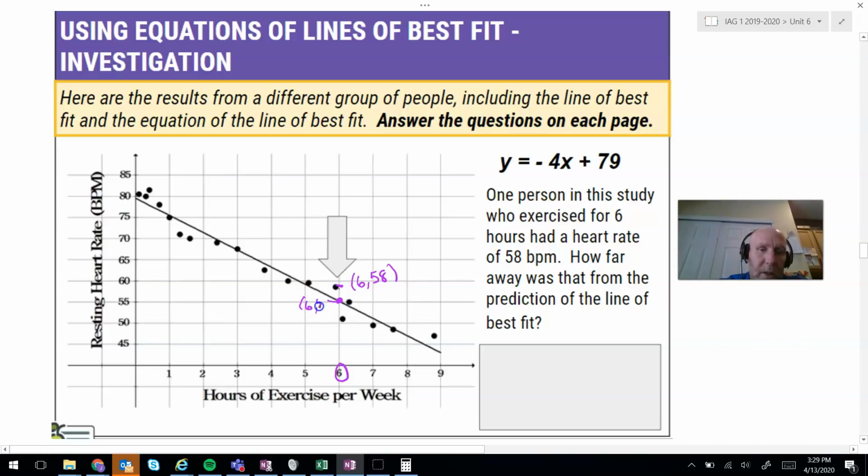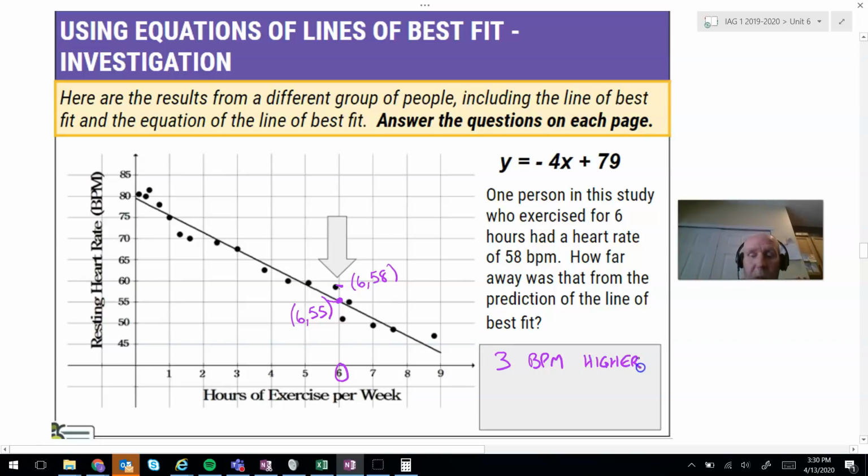At 6 hours, the line of best fit predicted we would be at 55 beats per minute. So how much higher is 58 than 55? It is really 3 beats per minute higher than predicted.